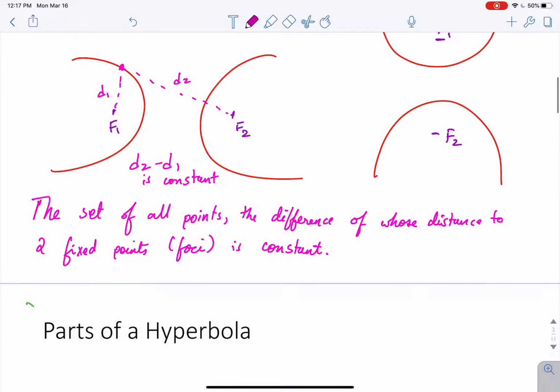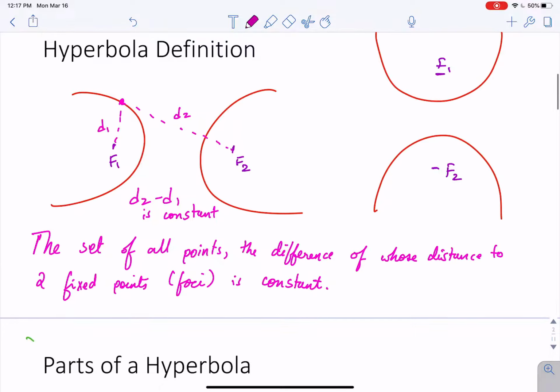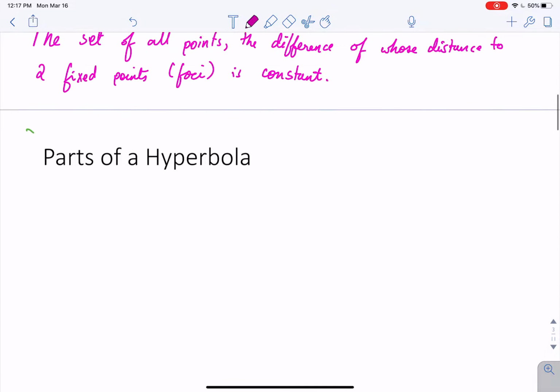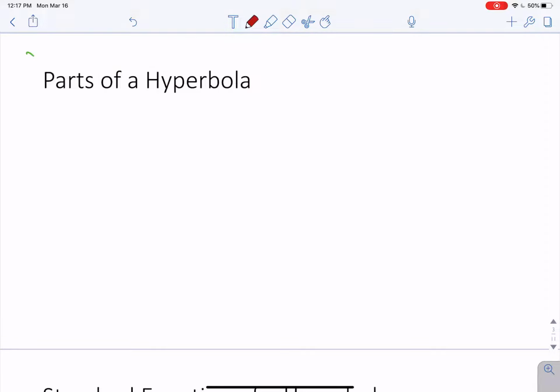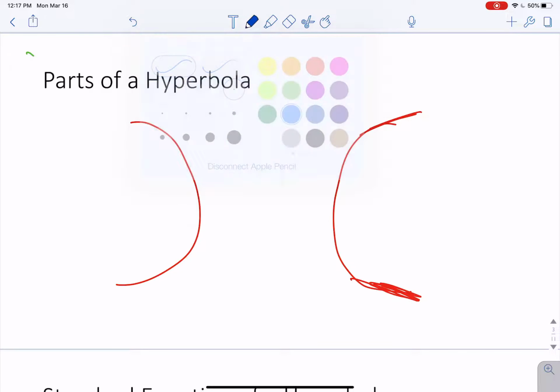So now we can come up with the different parts of this hyperbola and then work through its equation. We'll do the parts of the hyperbola on a horizontally oriented hyperbola, and then all of this stuff still applies to a vertically oriented hyperbola. So if I draw in my hyperbola, I'm going to try to draw this big so I have enough space. So you have two curves, right? And then right in the center here, we have the center.